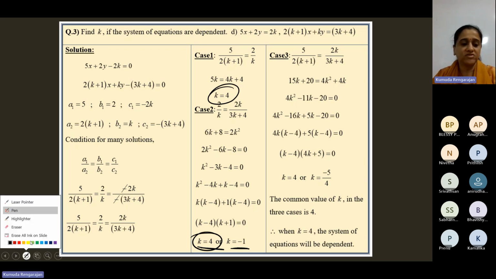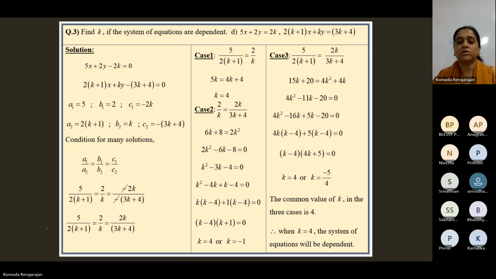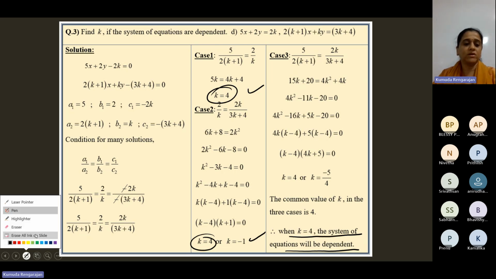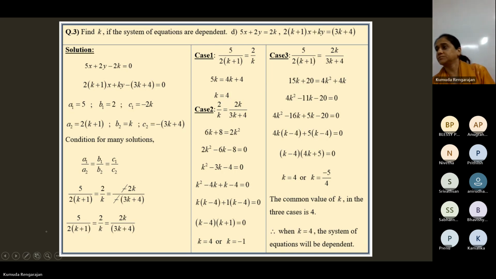Work any two of these three cases. If you work the first and the second, what's the common solution? K is equal to 4. So when K is equal to 4, the system of equations will be dependent. The common solution will be the value of K. Online children, any questions?